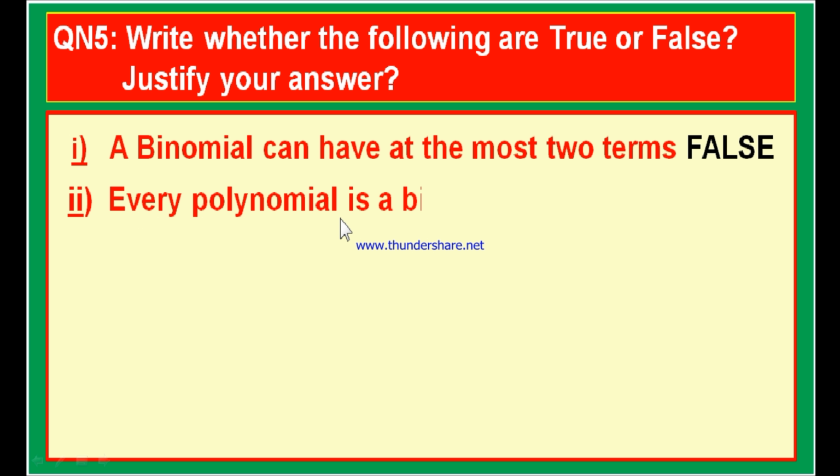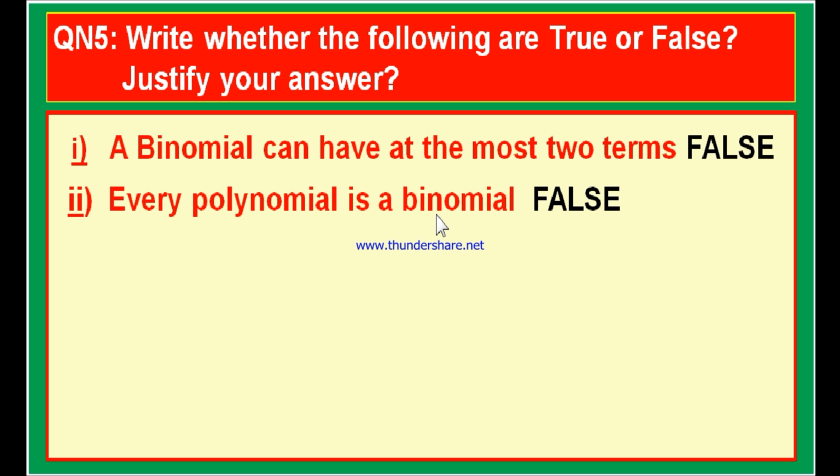Now second bit. Every polynomial is a binomial. We know that the polynomials are of different types, out of which binomial is one type. If a polynomial contains a single term, it is not a binomial, it is a monomial. If a polynomial contains three terms, it is called a trinomial. Therefore, a binomial is one type of polynomial in which there are exactly two terms. Therefore, every polynomial need not be a binomial.